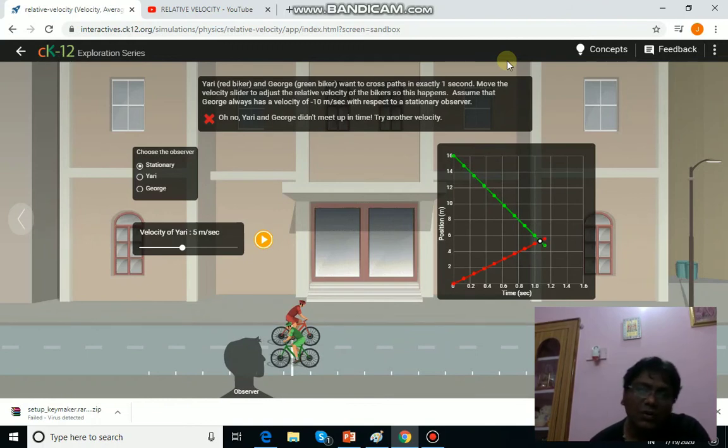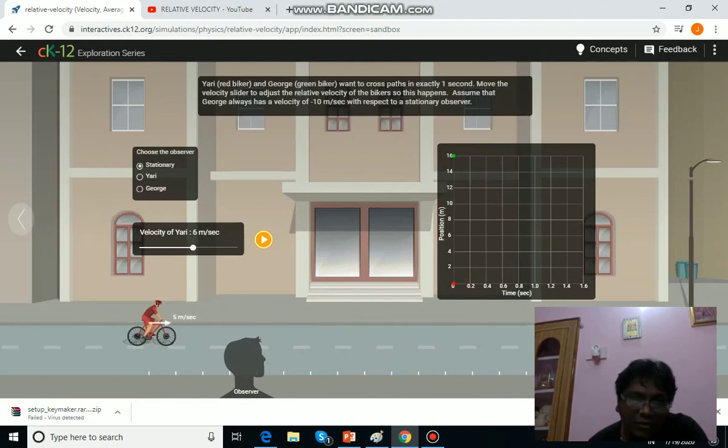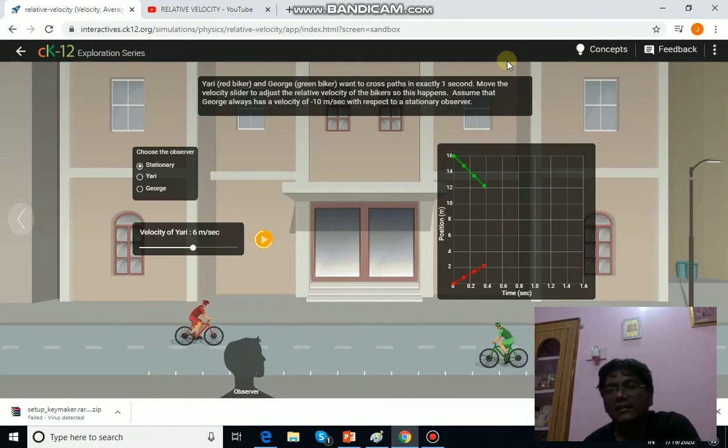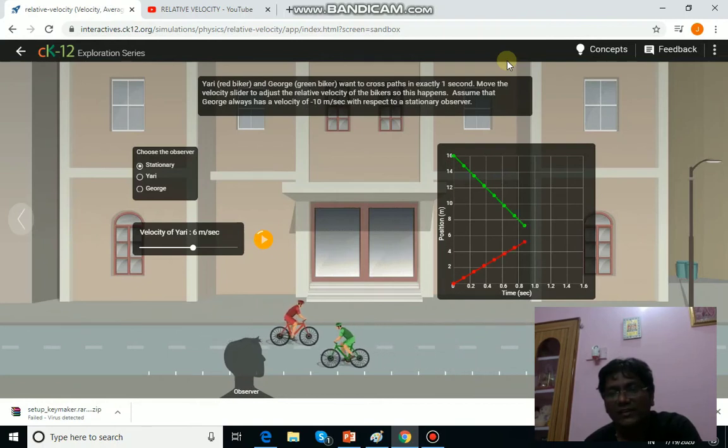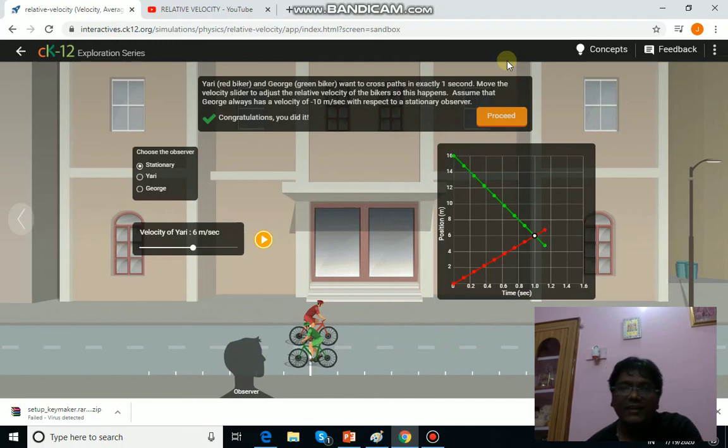Let me increase to 6. This time I think most probably they will do it. If I do 6, they will surely cross in exactly 1 second. So you can see that the two velocities are added, as per my observation. I am observing from the ground, and they are able to cross in exactly 1 second. This is how it works.